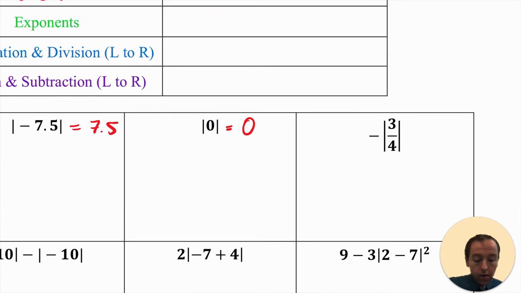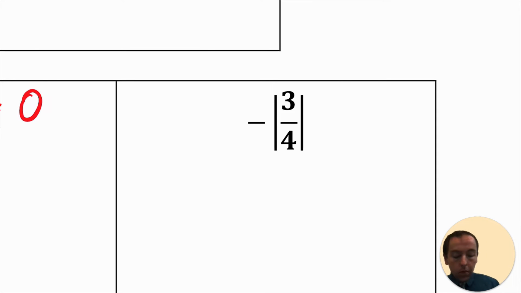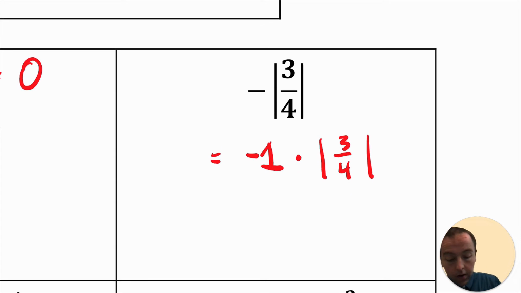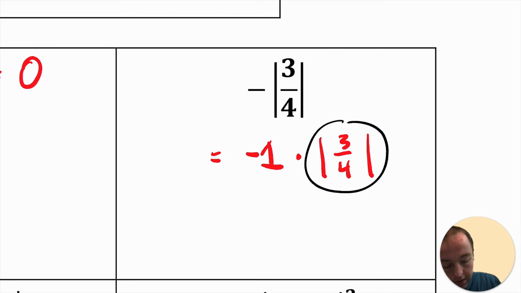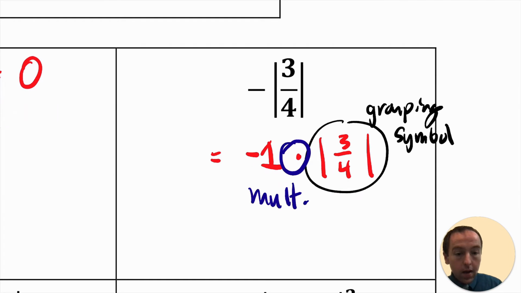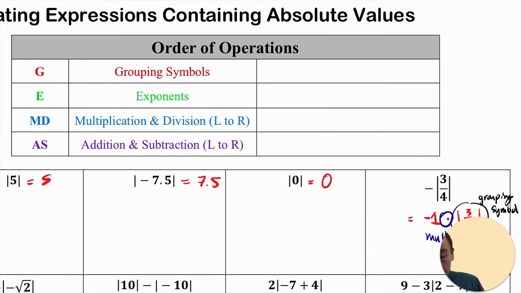Moving on, when you've got a negative in front, what that really means is this is the same thing as negative 1 multiplied with the quantity of the absolute value of 3/4. Order of operations really comes into play here, because we consider absolute value bars to be grouping symbols, and then you've got multiplying. Based on the order of operations, we need to do the grouping symbols first, and then multiplying comes later.